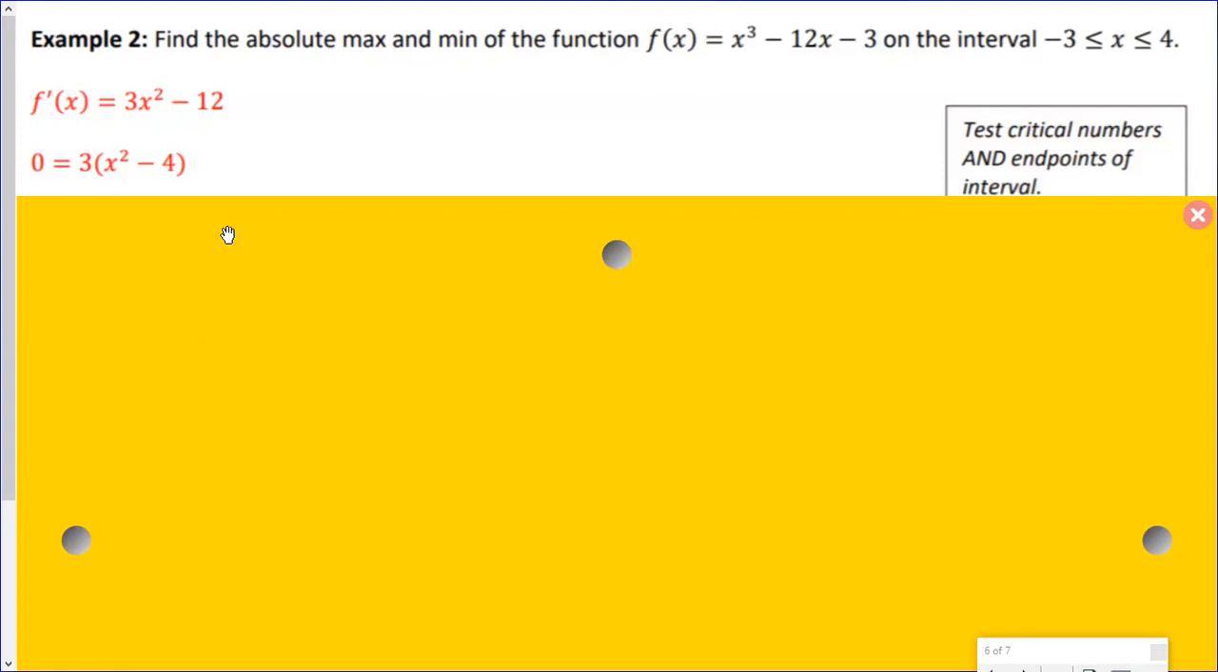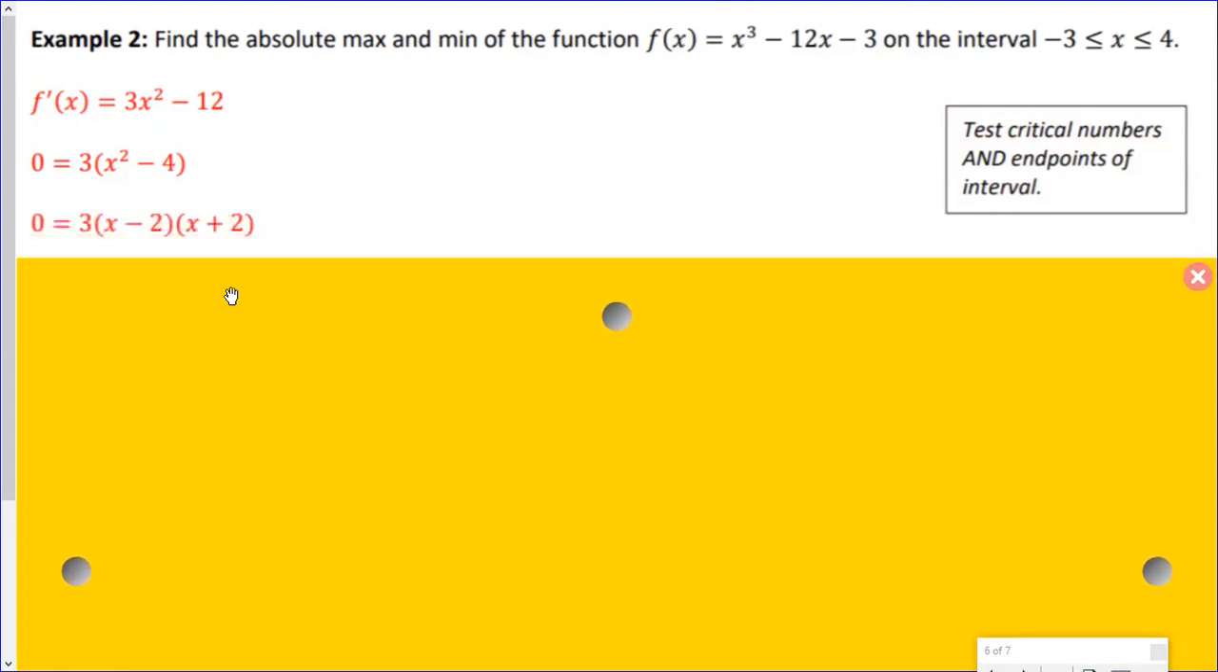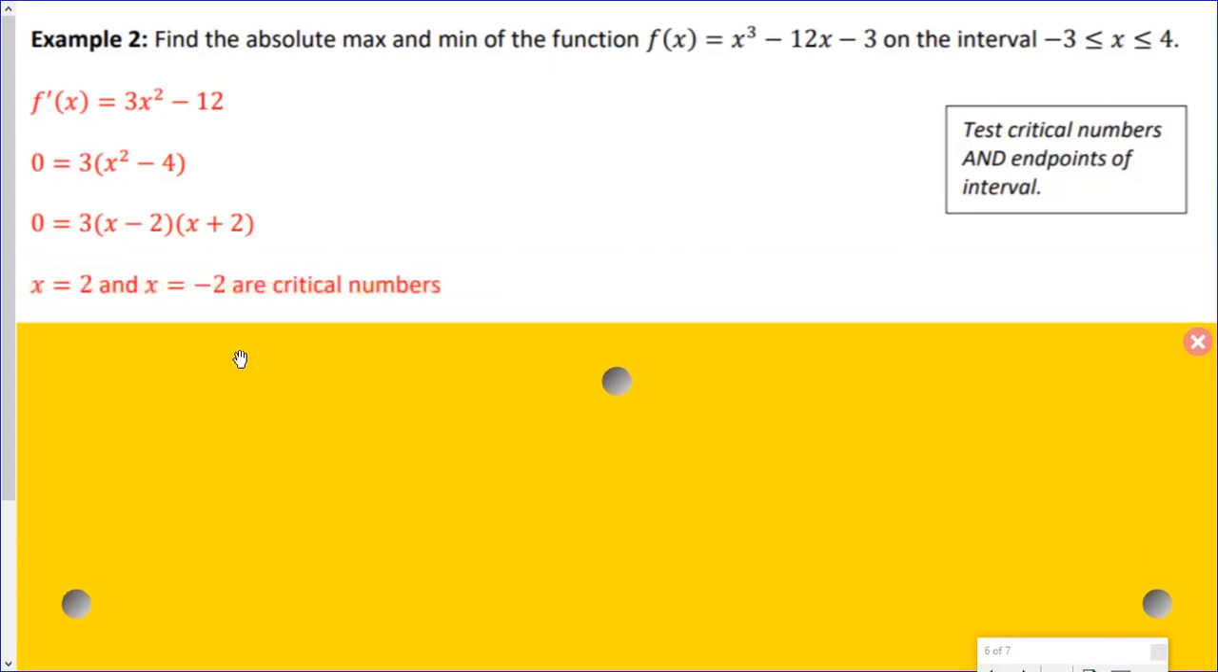I can clearly see x² - 4 can factor to (x - 2)(x + 2). Please be careful when you're doing difference of squares. That's a common place students made mistakes on the last test. You set that equal to 0 and solve for x. So that means that +2 and -2 are critical numbers. But in addition to +2 and -2, we also test the endpoints of the interval. So now we have more critical numbers than just the x-intercepts. We also have -3 and +4 as potential critical numbers.